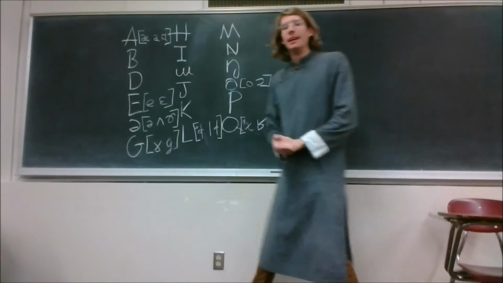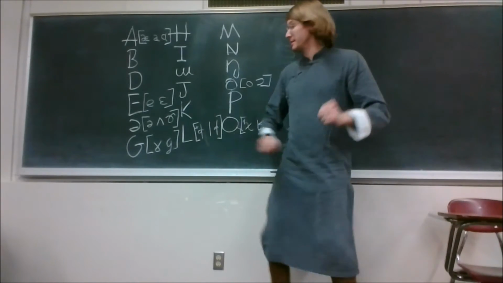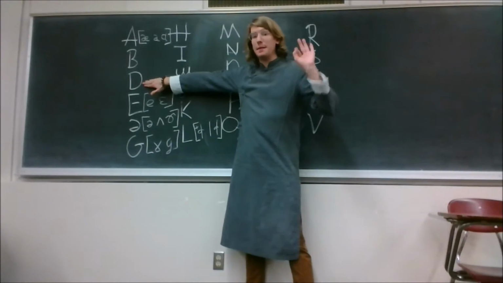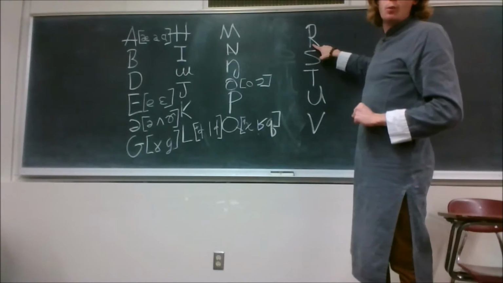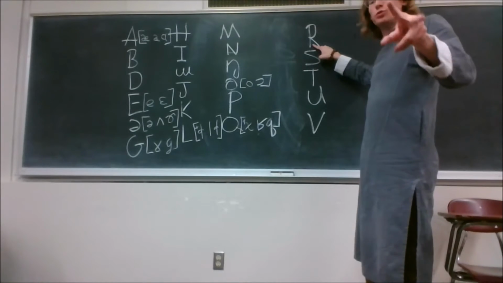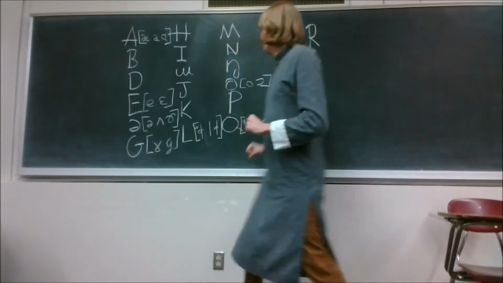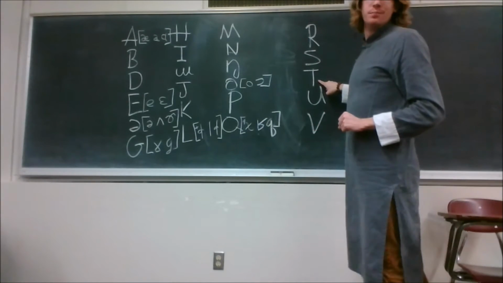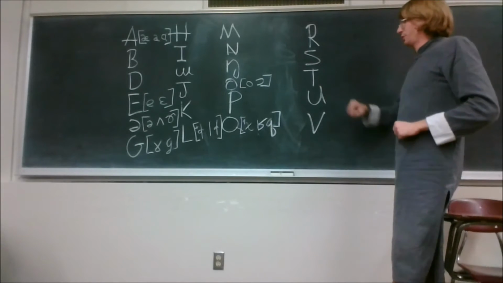Then D also can have three different sounds depending where it is. Here's what we would have at the beginning of a word. Re is what we have between two vowels. Oh, sorry. Te is what we have at the end of the word.